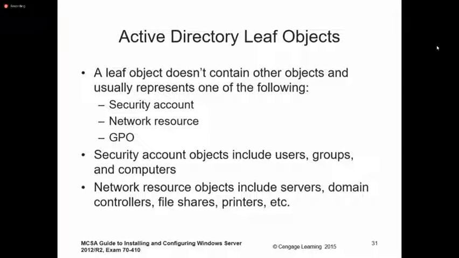Okay, so what are these leaf objects? They don't contain other objects. Leaf objects are the objects which cannot contain another set of objects, right? These are the ones which are not containers. For example, security account, network resource, GPO. It cannot contain any other objects, right?